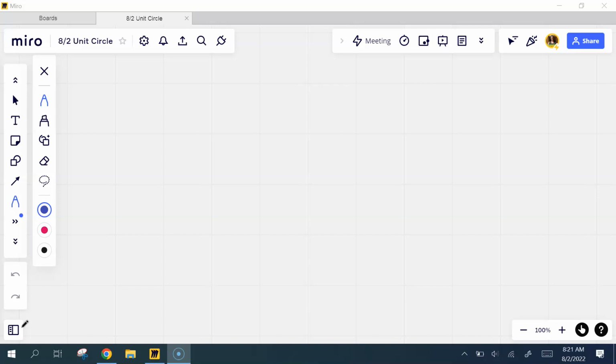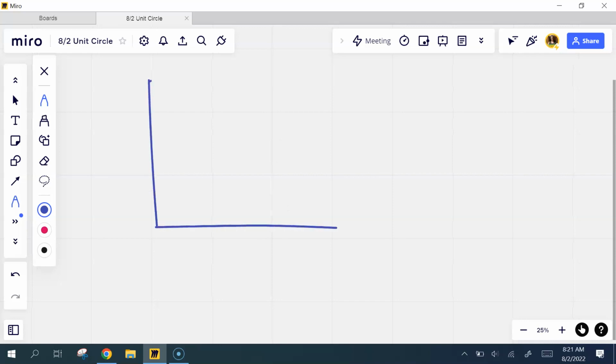talk about anything else. We have two special right triangles that help us to form the unit circle. So let's talk about them for just a second. If you want to write this down, you can. You don't have to.